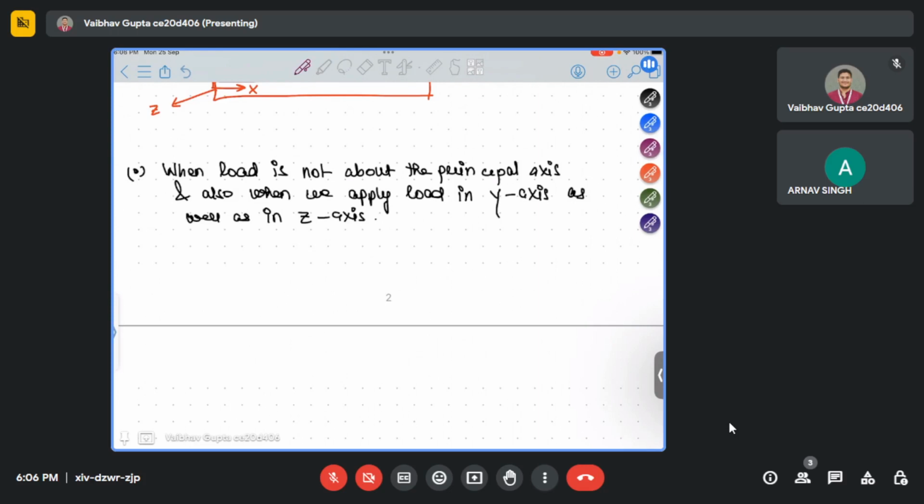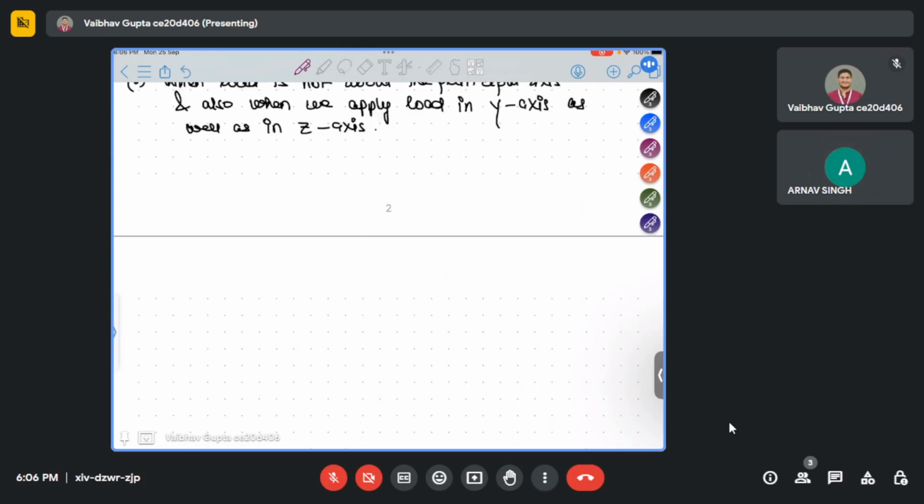One thing: when the load is applied in the y direction, what moment will you get? Mz moment, and you will get deflection in the y direction. Similarly, if I apply the load in the z direction, what moment will you get? My moment, and you will get a deflection in the z direction. Got it? So now 2-3 cases will arise: how to calculate the deflection in the y direction and z direction, and how to get the normal stresses.